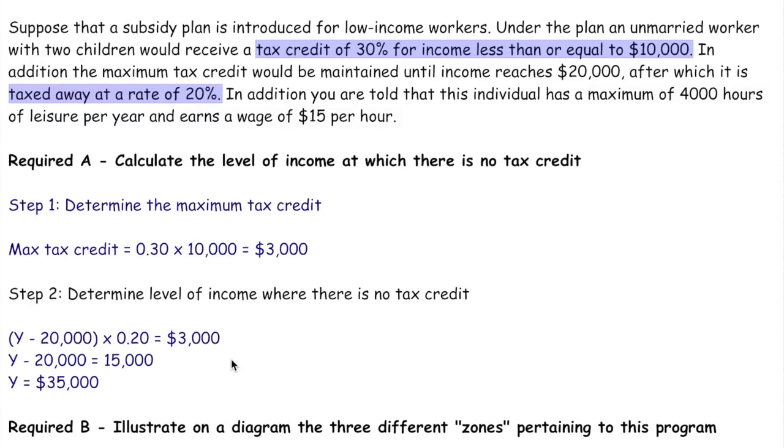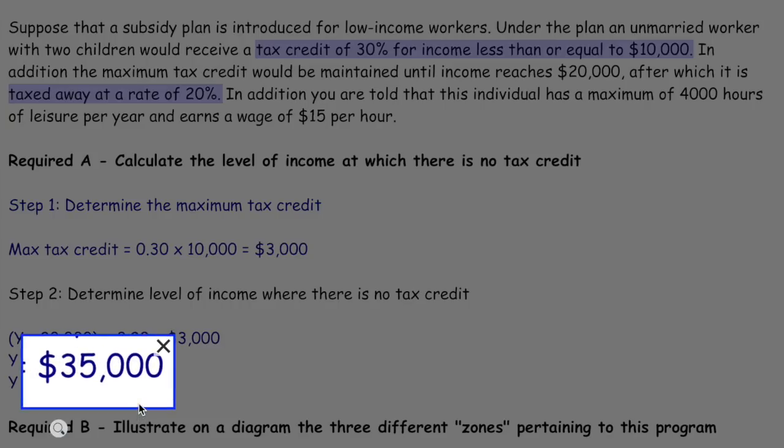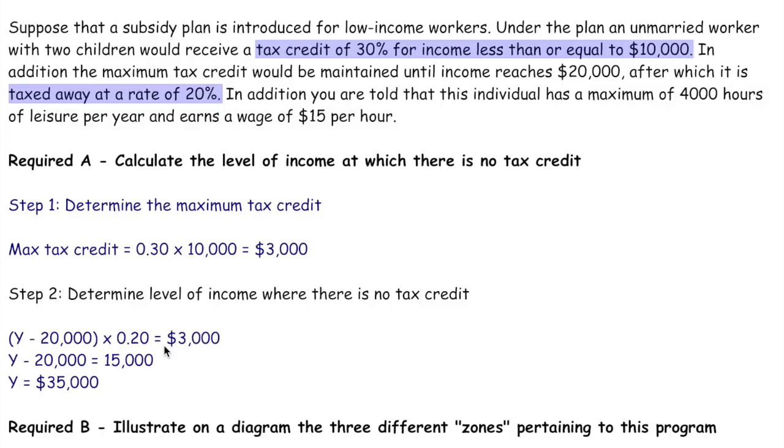And if you work out the math, you'll figure out that once your income reaches $35,000, it is as though there's no tax credit. That's simply because once your income is at $35,000, it is $15,000 in excess of this $20,000, and 20% of that $15,000 is $3,000. So essentially, once your income reaches $35,000, you would have fully repaid this $3,000.